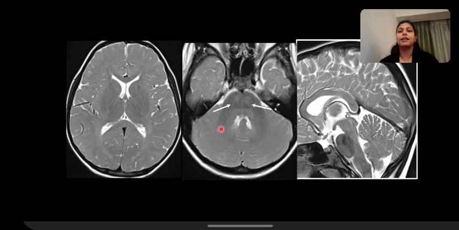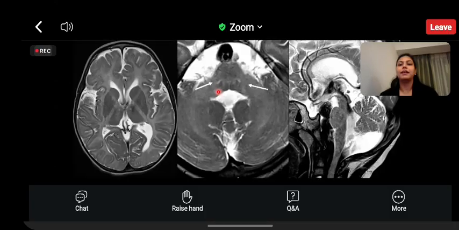So yes. So this is a case which you should always remember. Diffuse hypomyelination, certain white matter structures, the optic radiations.